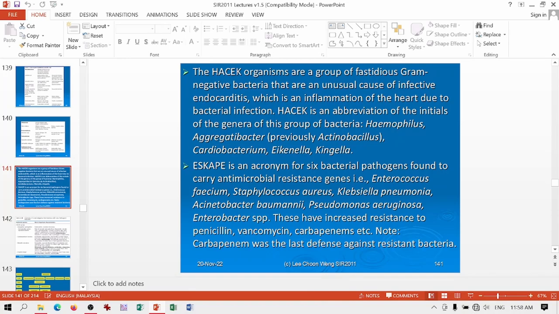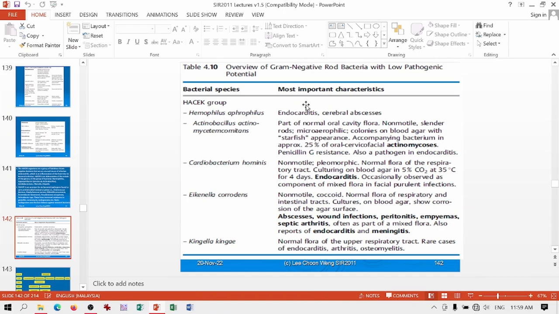We also have another acronym, the ESKAPE group. The ESKAPE group is for the 6 bacterial pathogens that carry antimicrobial resistance genes. For example, that is Enterococcus faecium, Staphylococcus aureus, Klebsiella pneumoniae, Acinetobacter baumannii, Pseudomonas aeruginosa, and Enterobacter. All these have antimicrobial resistance genes, cause a lot of nosocomial infections, and have increased resistance to the antibiotics penicillin, vancomycin, and carbapenem. Please note that carbapenem is considered the last defense against resistant bacteria. As for the HACEK group, you'll see that most of them cause endocarditis and also have antibiotic resistance.